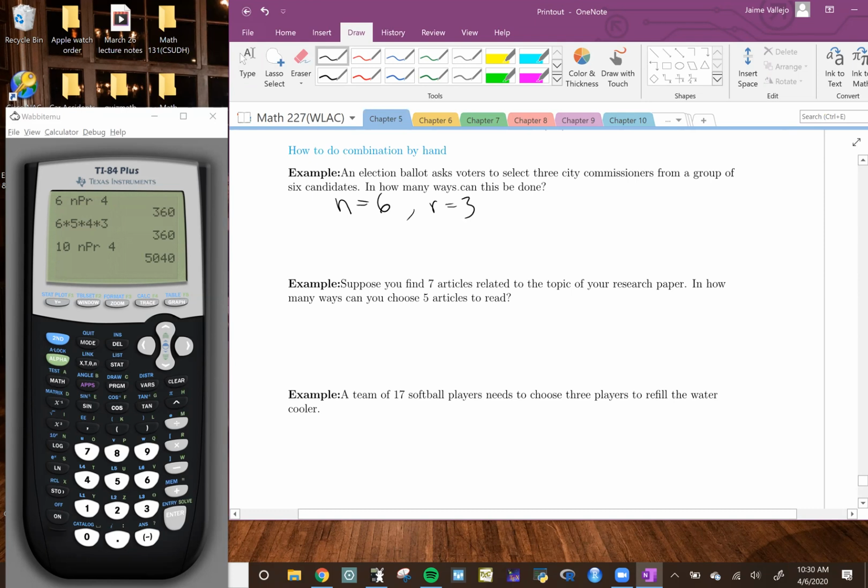For this one, does it matter who they pick first, second, or third, or are they all going to get the same thing? Yeah, they're all going to get the same thing because all of them are going to be city commissioner. It doesn't matter who I pick first, second, or third, because at the end of the day, they're all going to get elected to be the city commissioner. So that's why this is a combination.